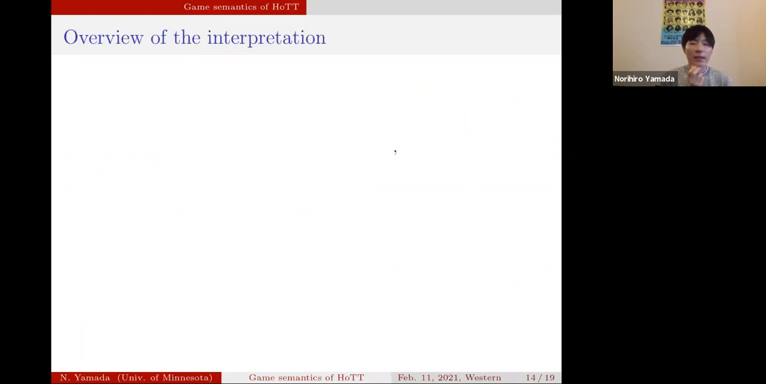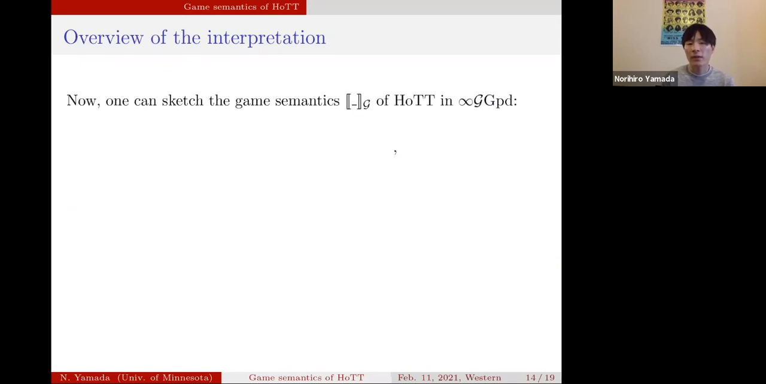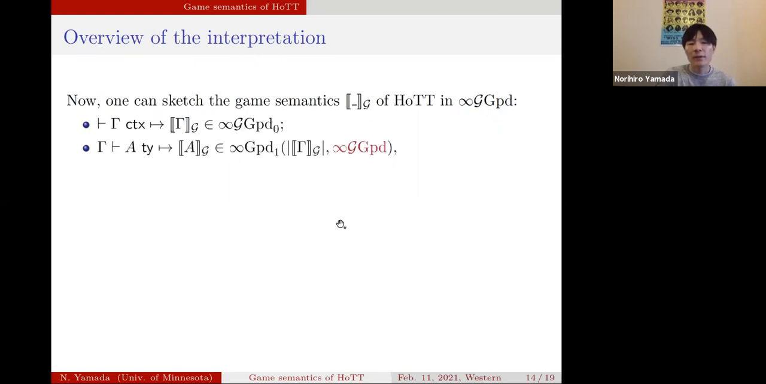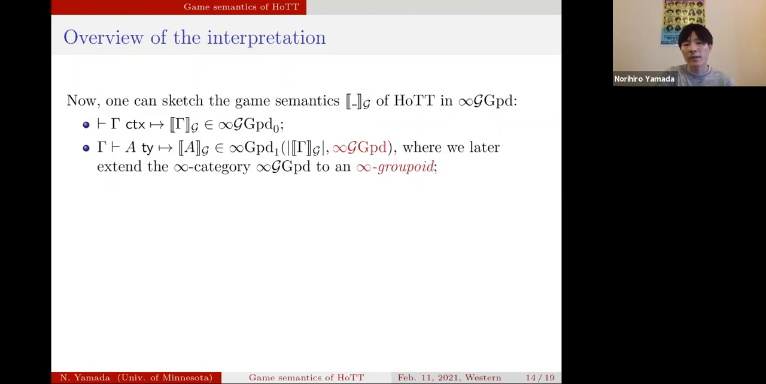Okay, now we can get some overview of the interpretation. This closely follows Mihail Varen's approach. So we interpret every context as a game-semantic infinity groupoid, and we interpret every type as an infinity functor between this infinity groupoid and this infinity groupoid. But here I'm cheating, because I have just shown that this is only an infinity category. But later, we extend this further to an infinity groupoid, so this definition actually makes sense.